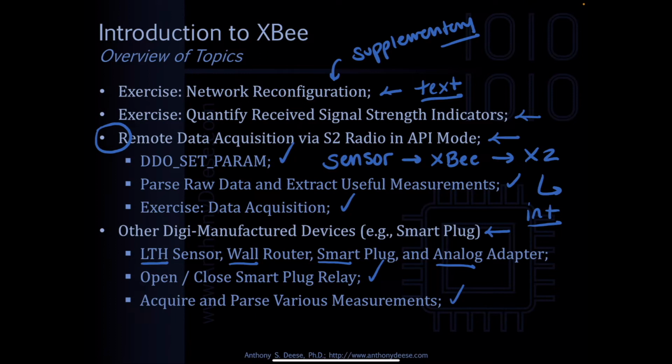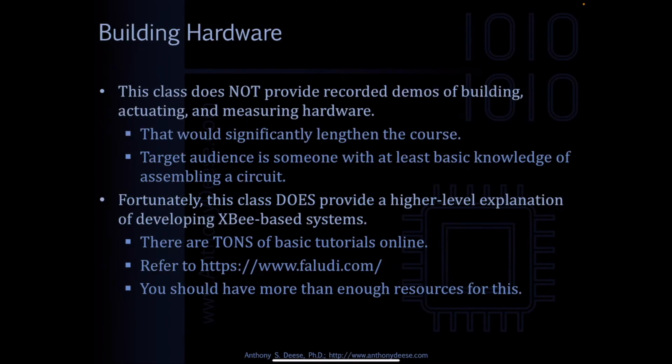These, just to make it a little bit clear, are commercially available products that are manufactured by Digi, but rely on the Series 2, or in this case, Series 3 radios for their communication. Next, I want to talk about building hardware.